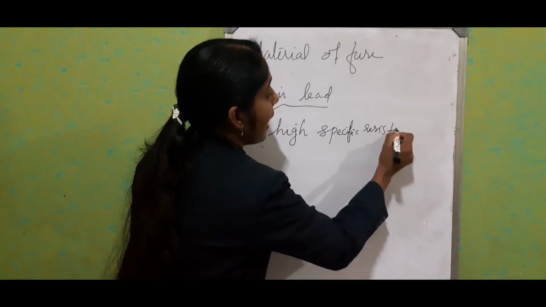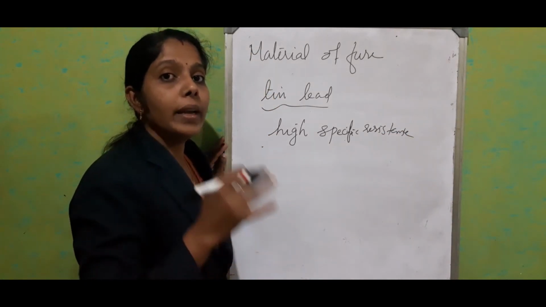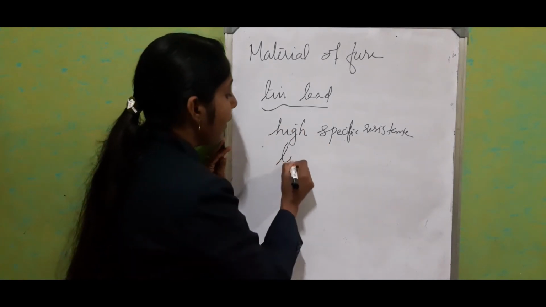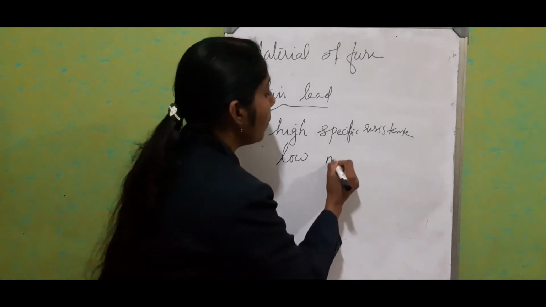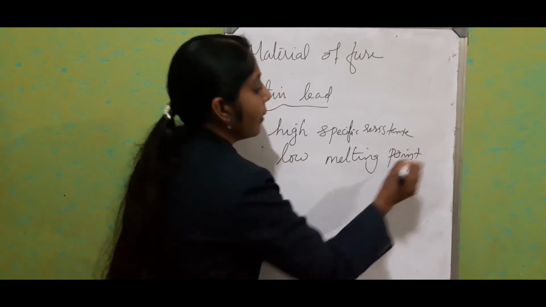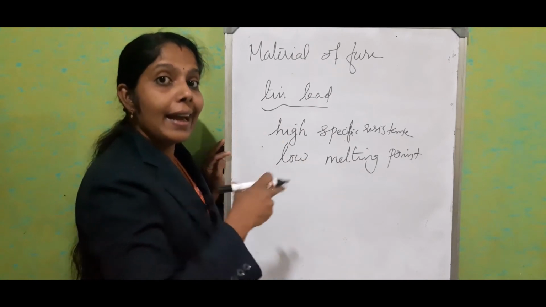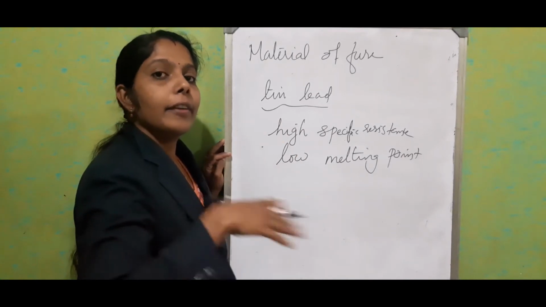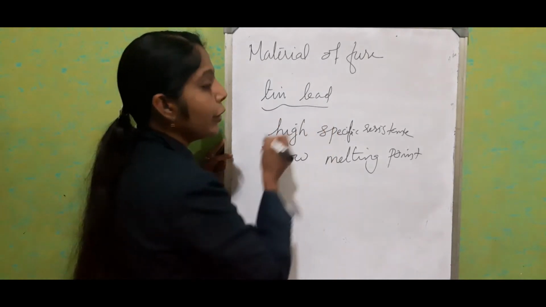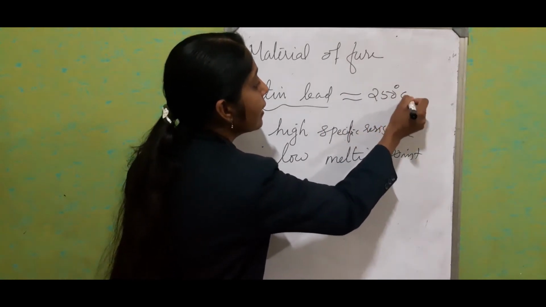Another important point, the melting point of the wire should be low. So we have to choose a material with high specific resistance and low melting point. Why do we want a low melting point material? If a particular limit is exceeded, it has to melt. Otherwise, even if more current passes through the circuit, it would never melt. For the alloy of tin and lead, the melting point is in the range of 250 degrees Celsius.